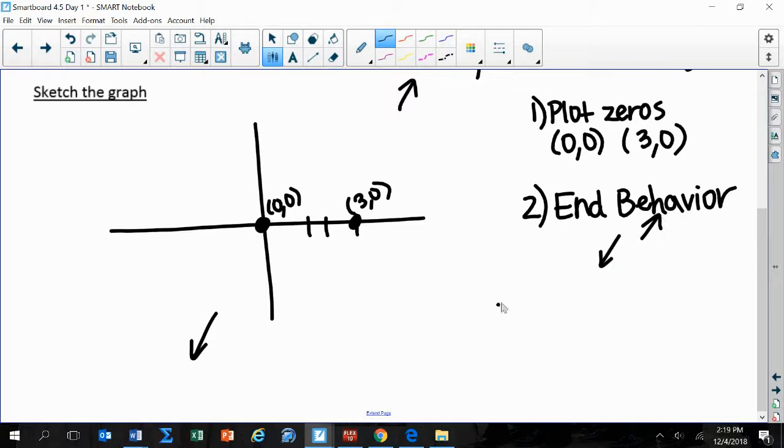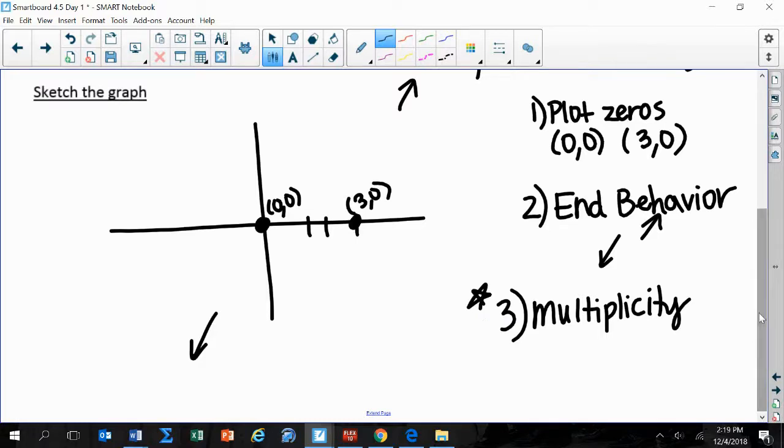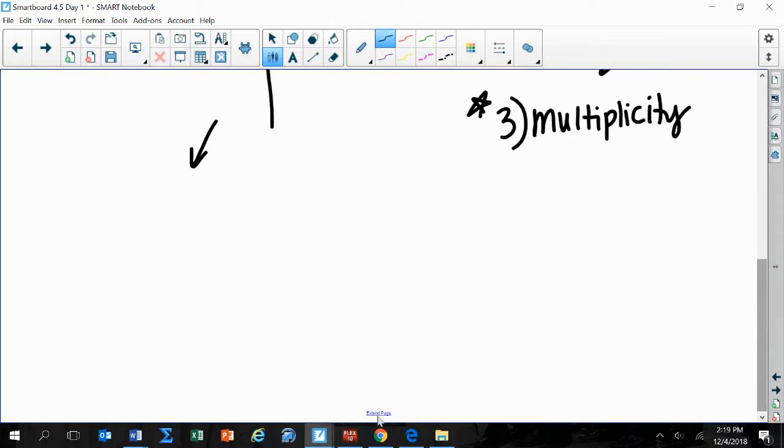And the third thing I graph is going to have to do with the multiplicity. This is my new topic today. If the multiplicity is even, you're going to see a bounce at that intercept. And if the multiplicity is odd, you're going to see your graph cross through that intercept.